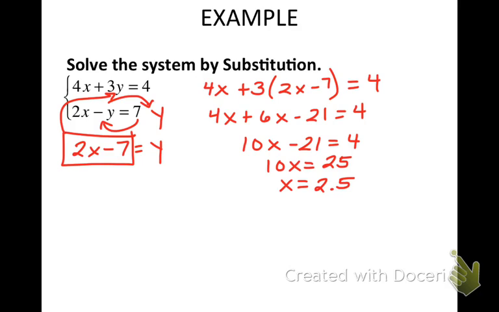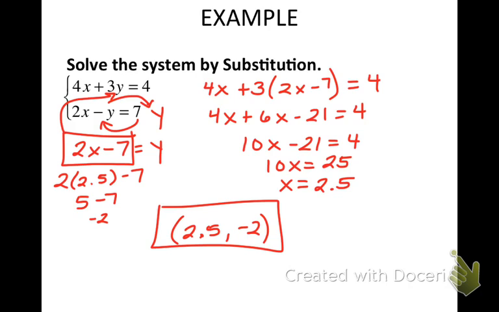2.5? Yeah. Okay, we're not done yet. Don't circle that. What do we need to do? Plug it in. 2 times 2.5 minus 7. Doubling 2.5 equals 5. Minus 7, negative 2. So we have an x of 2.5 and a y of -2. If we check it, 4 times 2.5 is 10. 3 times -2 is -6. 10 plus -6 gets you 4. So yeah, I did it right.